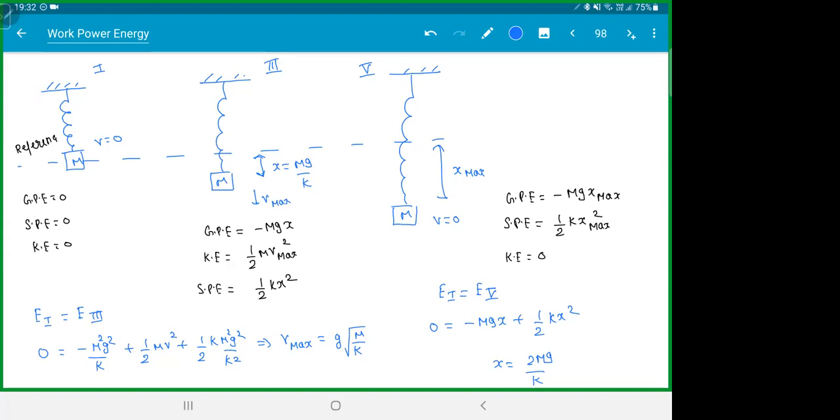2g by k root mv max. No, no. This is m square g square. This is half m square g square. It will be half. 2 will cancel. 2 nahi aayega. Right only. Check your calculations. Any doubts on this step, please ask me.